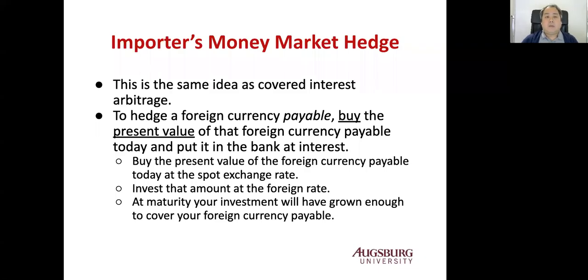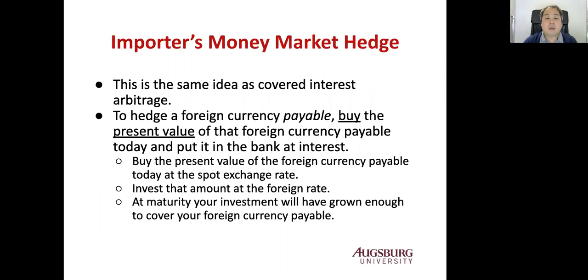The second part of this chapter is the money market hedge. We can use the money market security to hedge the transaction exposure. Let's look at the example of the importer first. This is basically the same idea as covered interest arbitrage.